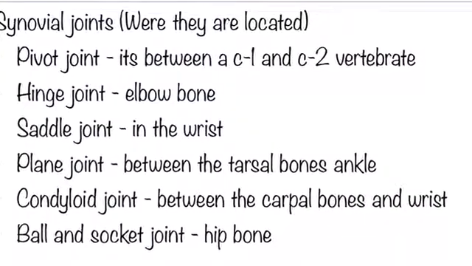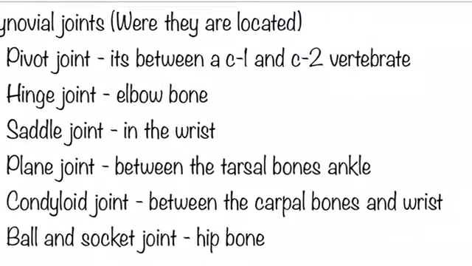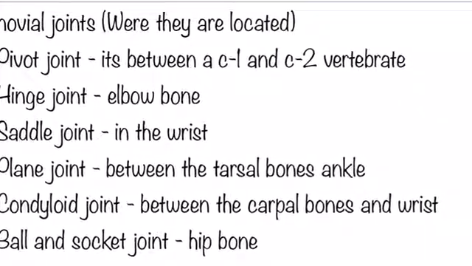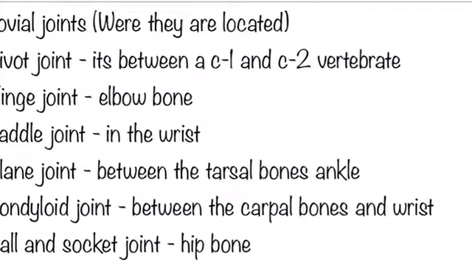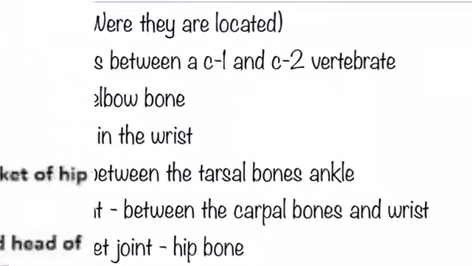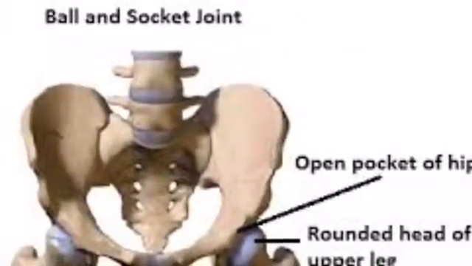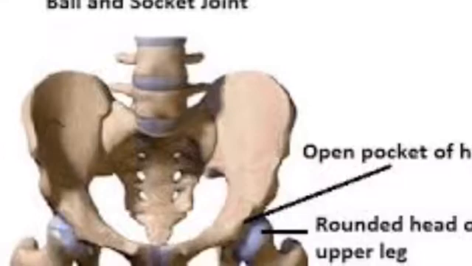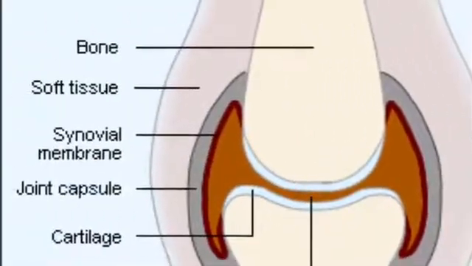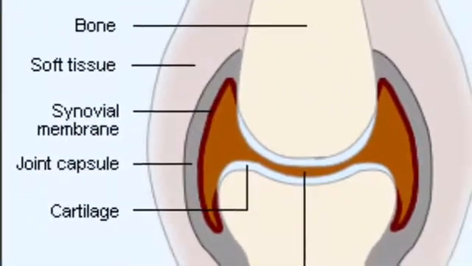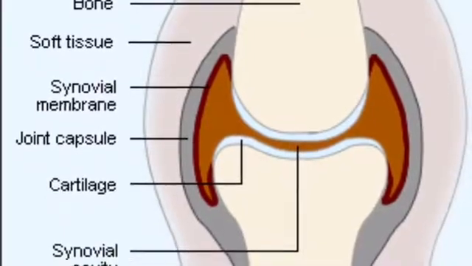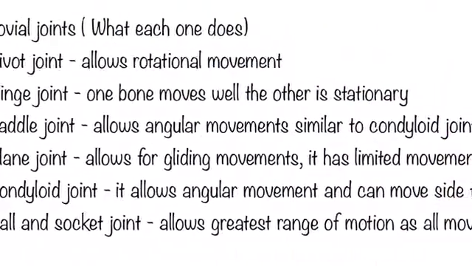Synovial joints and where they are located. Pivot joint, between the C1 and C2 vertebrae. Hinge joint, elbow bone. Saddle joint, in the wrist. Plane joint, between the tarsal bones, ankle. Condyloid joint, between the carpal bones and the wrist. Ball and socket joint, hip bone.